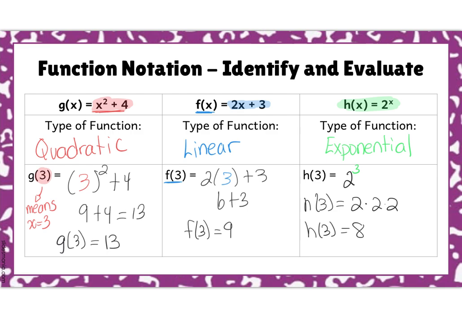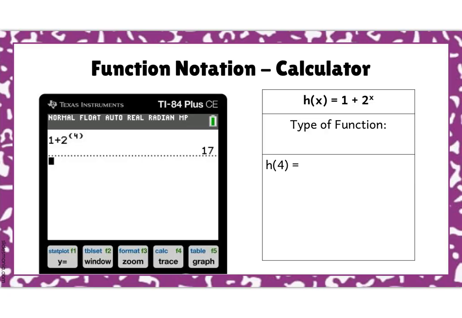So for each example, I found the output. So the output of g of 3 was 13, the output of f of 3 was 9, and the output of h of 3 was 8. Although you could use order of operations to simplify, TI-84 calculators can do order of operations correctly if typed in correctly.